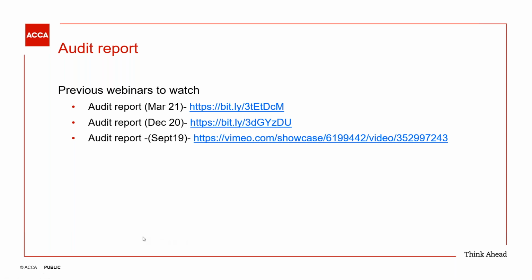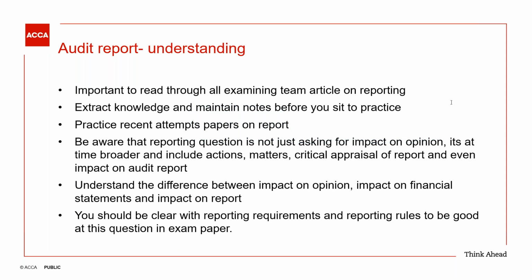Okay, now moving forward and looking at what to look at in a reporting and completion question. First of all, it is important to read through all examining team articles on reporting. Number 1, extract knowledge from the articles and maintain notes before you sit to practice. I would suggest that you first develop the notes on reporting. You should know the rules of reporting, because if you don't, you can make a mess of the answer. If you don't know when to use an Emphasis of Matter paragraph, or when to use a CAM paragraph, or when to issue a qualified opinion or an adverse opinion, you are unclear about the different rules of reporting. You can make a mess of a reporting question. So first read the examiner articles, watch my webinars, make your notes.